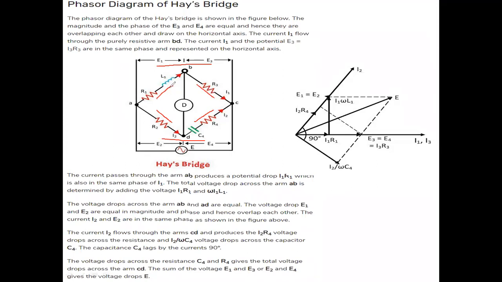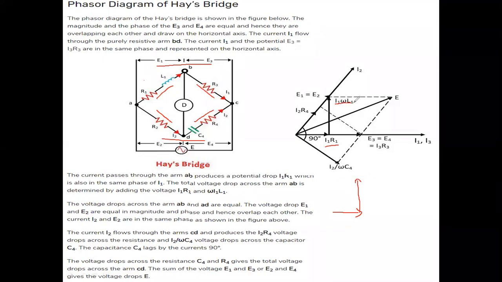What will be the voltage drop? The voltage drop will be I1 into R1. So the total voltage drop at this particular path is I1 into R1. I1 into R1 is the first voltage drop, flowing with respect to the path A to B. With respect to I1 into R1, there is a certain amount of inductance in the line. That inductance in the line is represented as I1 into j omega L1.